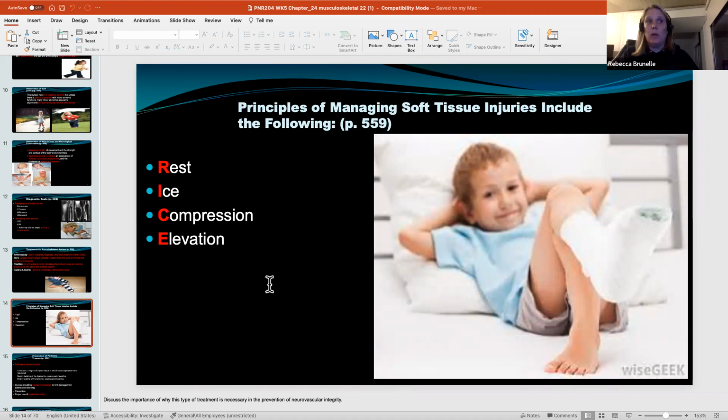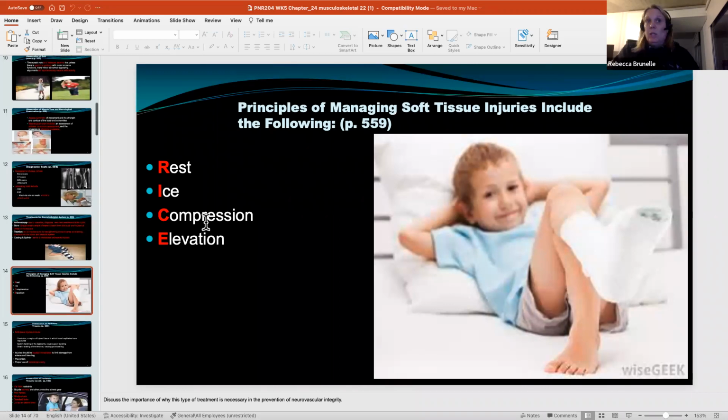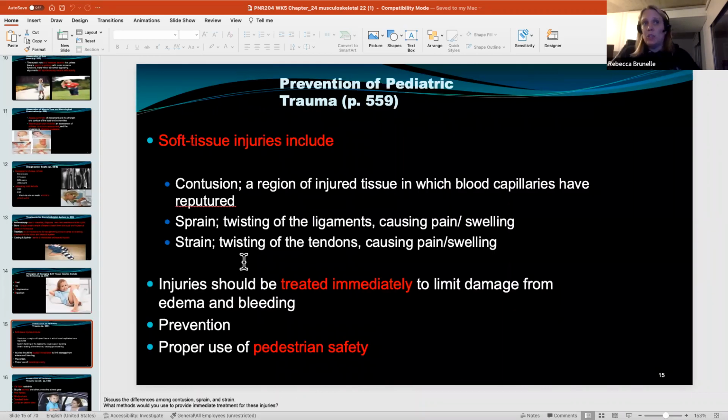So soft tissue injuries include contusions, sprains, and strains. A contusion is where there's an injury and the blood capillaries rupture. A sprain is twisting of the ligaments causing pain and swelling. And then a strain is twisting of the tendons causing pain and swelling.